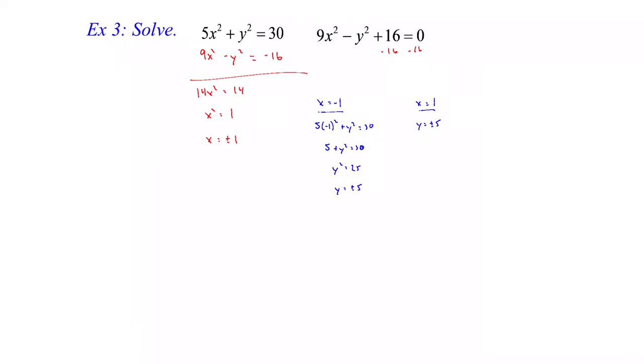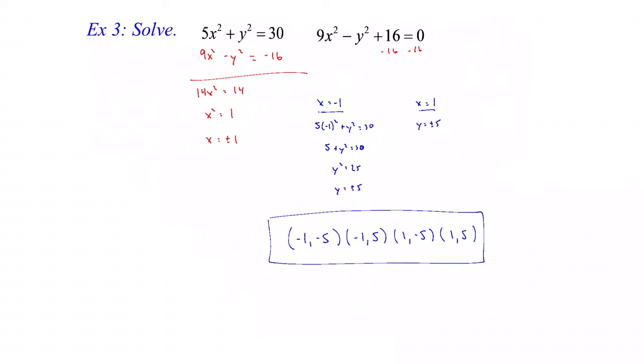So that'll leave us with 4 solutions. I want you to write all of them out. So negative 1 can give you the solution of negative 5. If you plug in negative 1, you get the solution of 5. If you plug in 1, you get negative 5, and you plug in 1, you can get positive 5. So those are 4 different answers to that system.